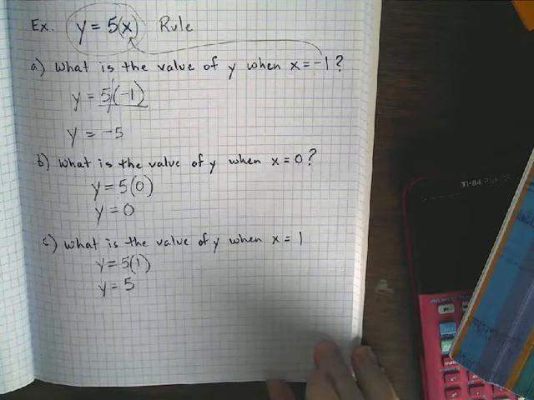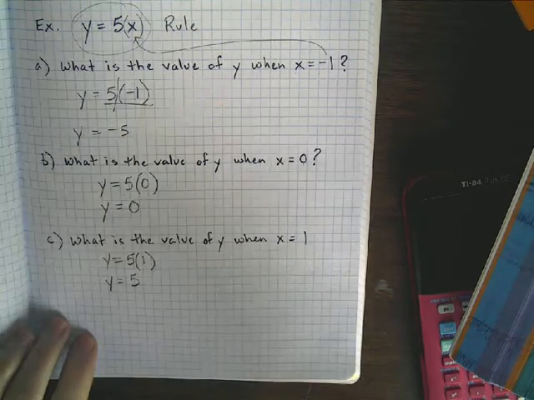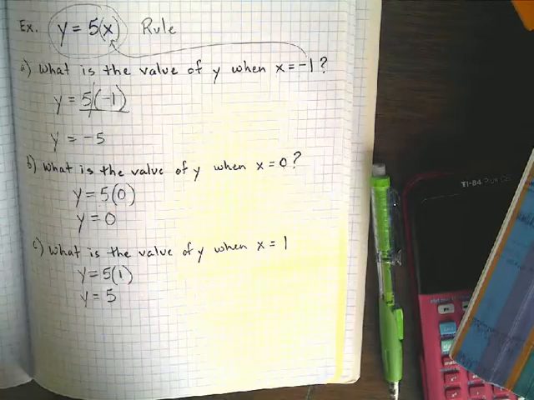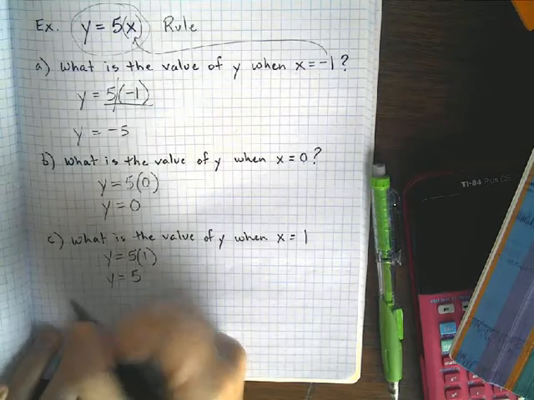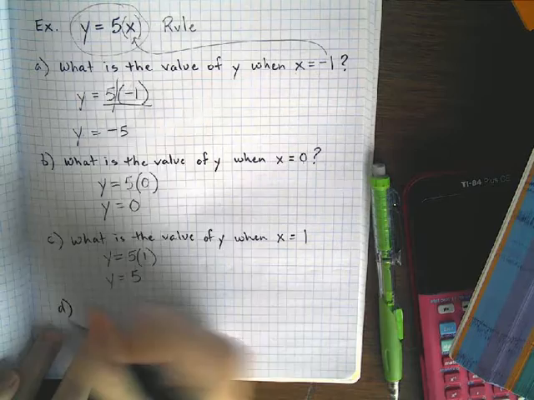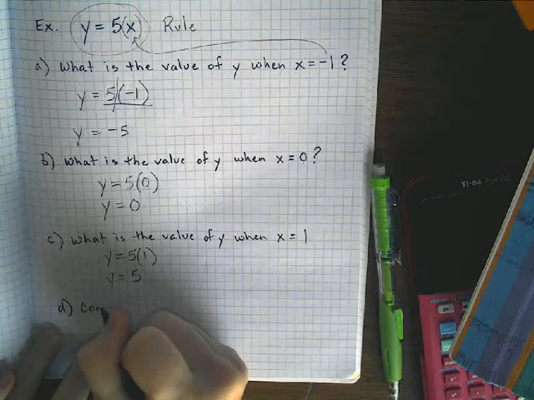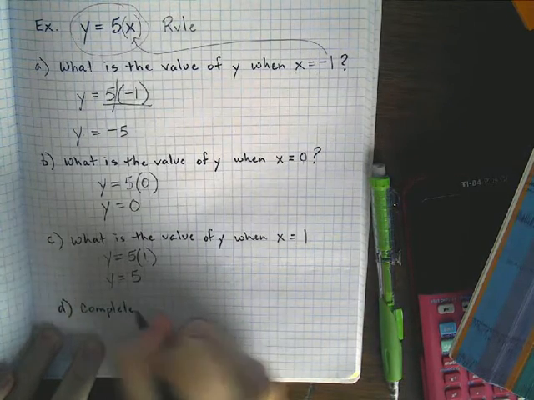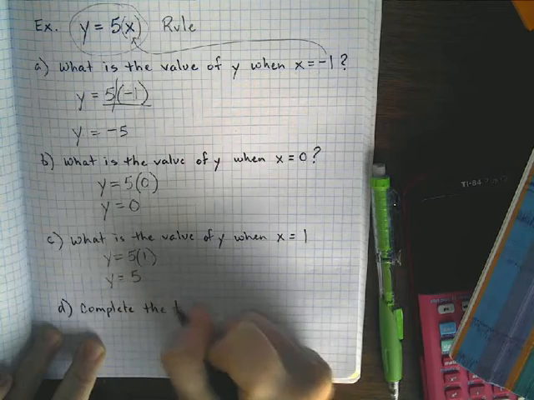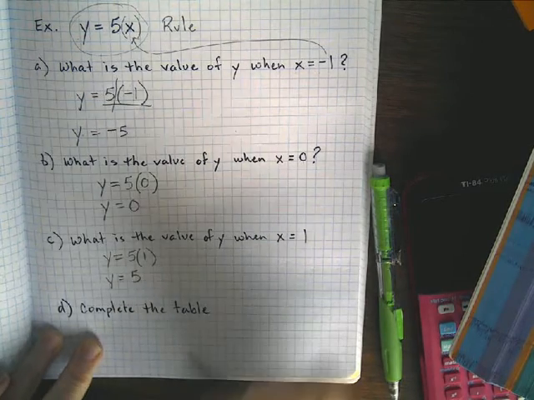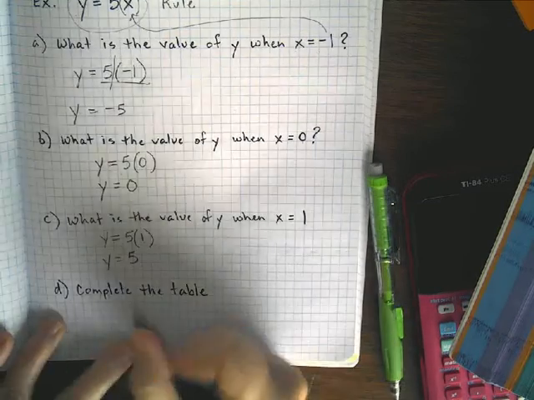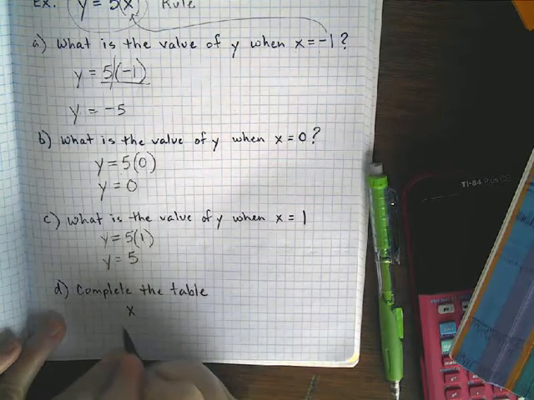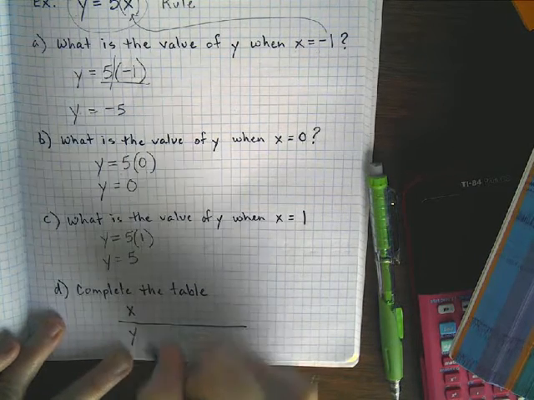Now we're going to organize this in a table. So we're going to complete a table. We could do more of these, but I'm running out of space. So let's complete the table. We are going to have a table of values. So my table is going to look like this.